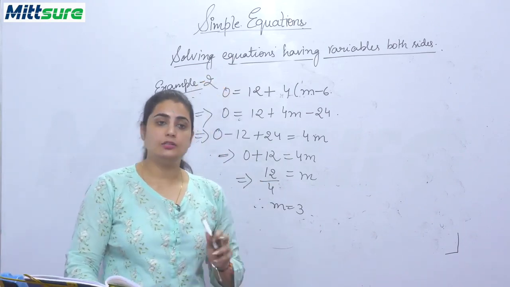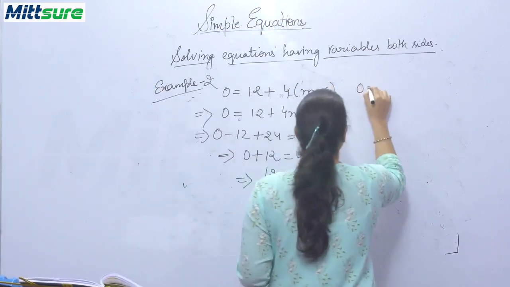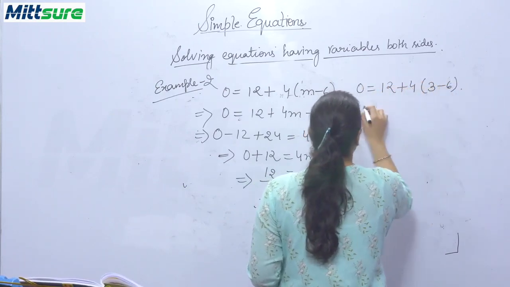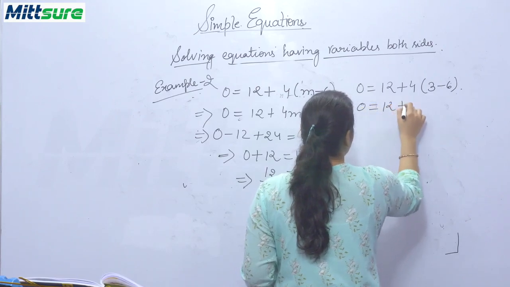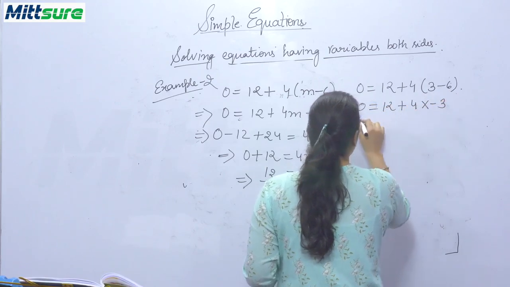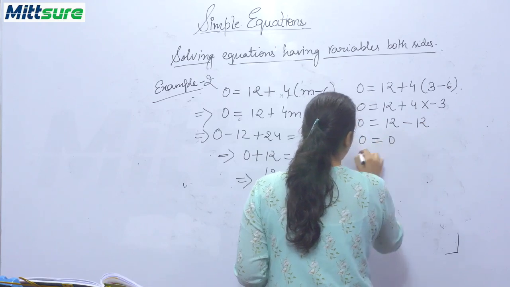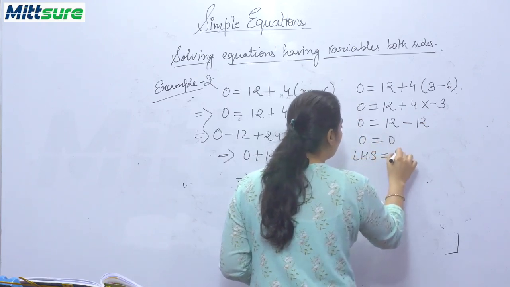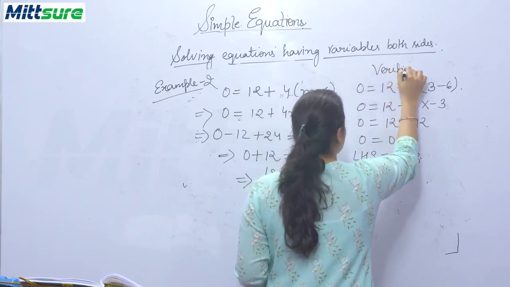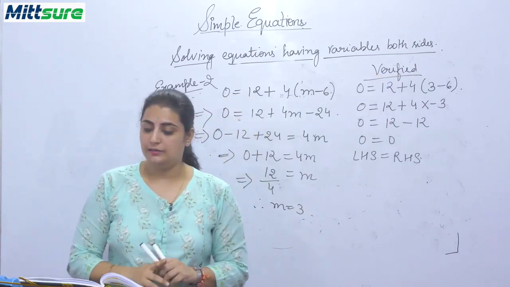Now you can check your solution by putting the value 3 here. Now I will put 0 is equal to 12 plus 4 into 3 minus 6. That is 0 equals 12 plus 4 multiplied by minus 3. 0 is equal to 12 minus 12. 0 is equal to 0. That means LHS is equal to RHS. Hence, we have verified also that the solution of the equation is absolutely correct.